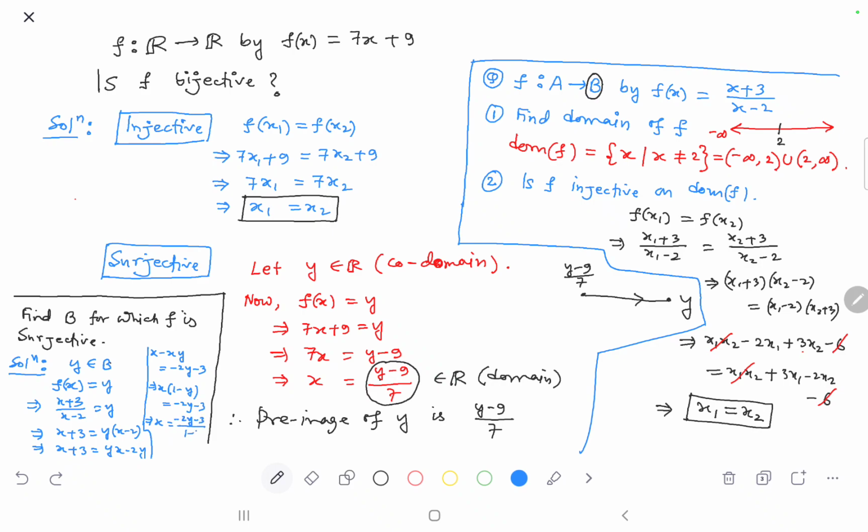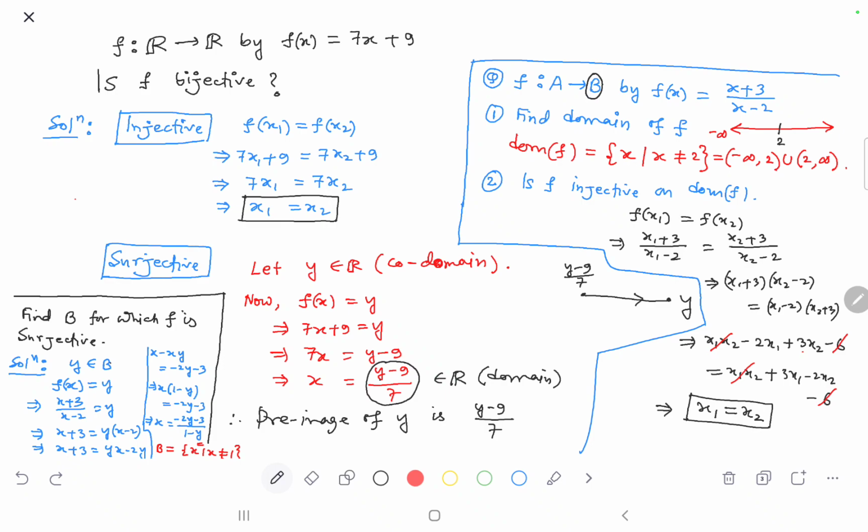Now look at this formula. We have x in terms of y. What is the problem? Which value of y can you not take here? 1. So what will be the clever choice for B? B will be all numbers except 1. Let me write here: B we can select as all numbers except 1.